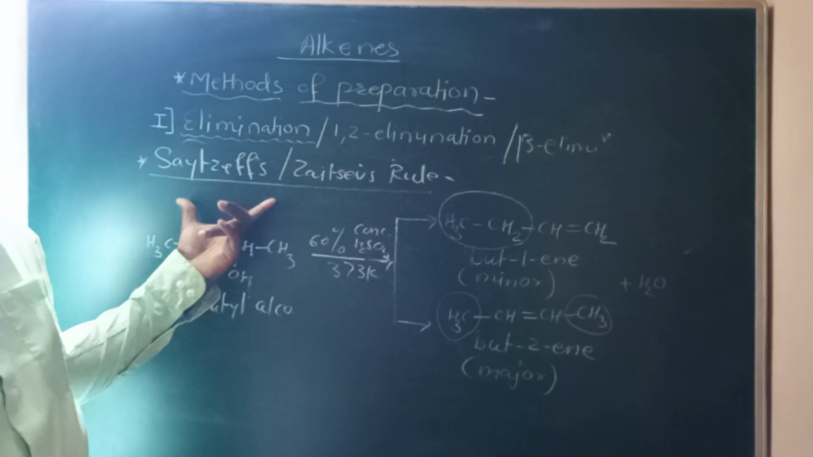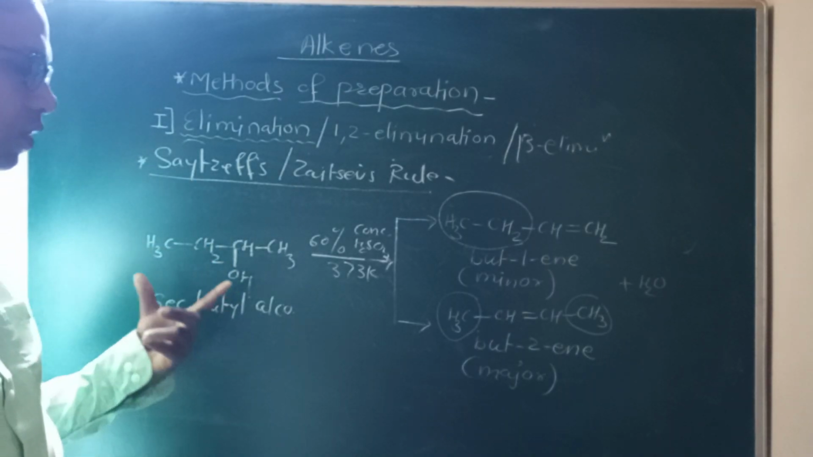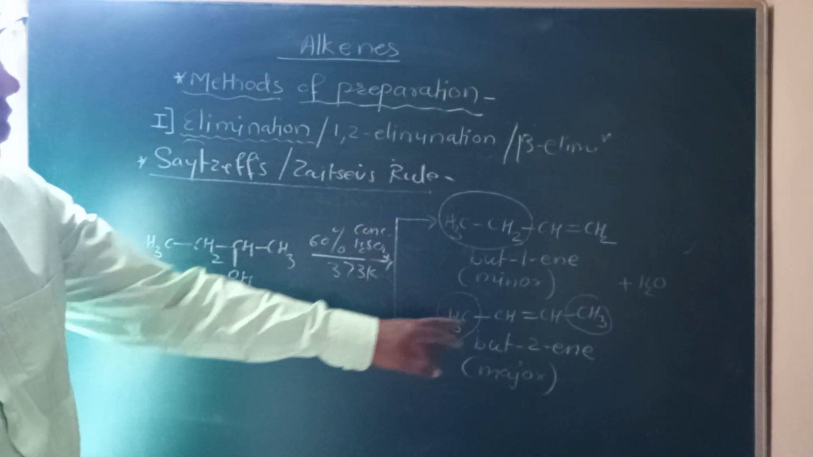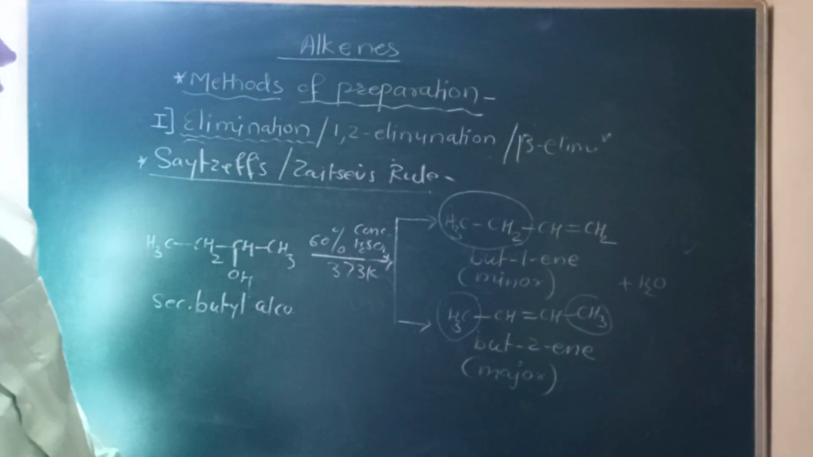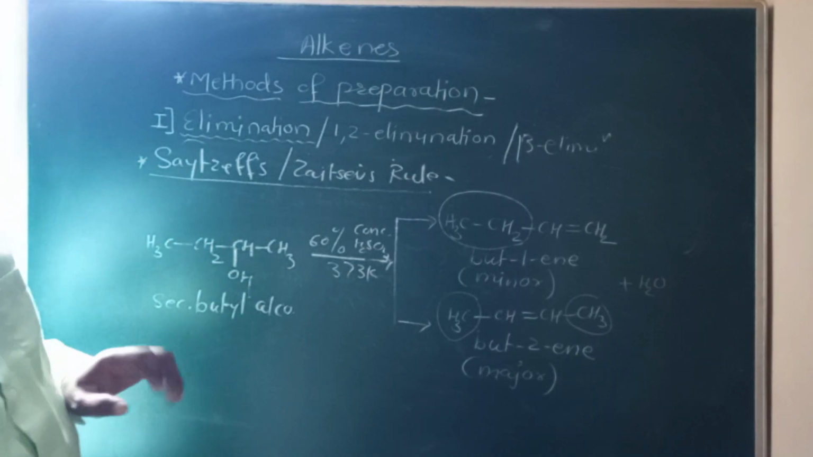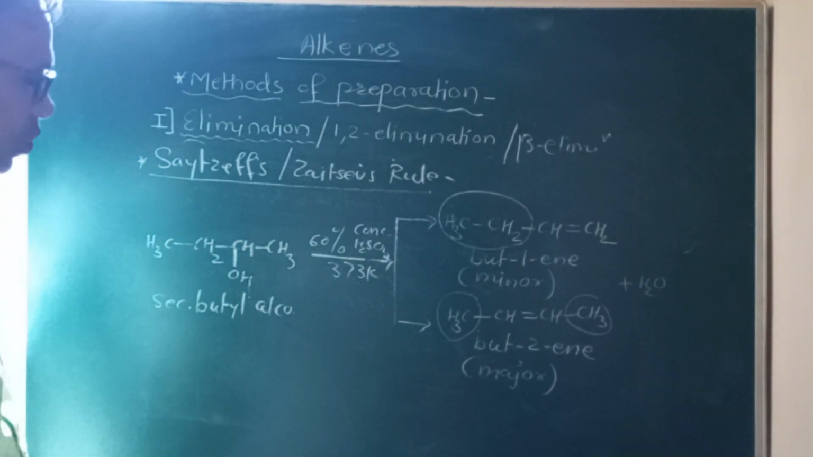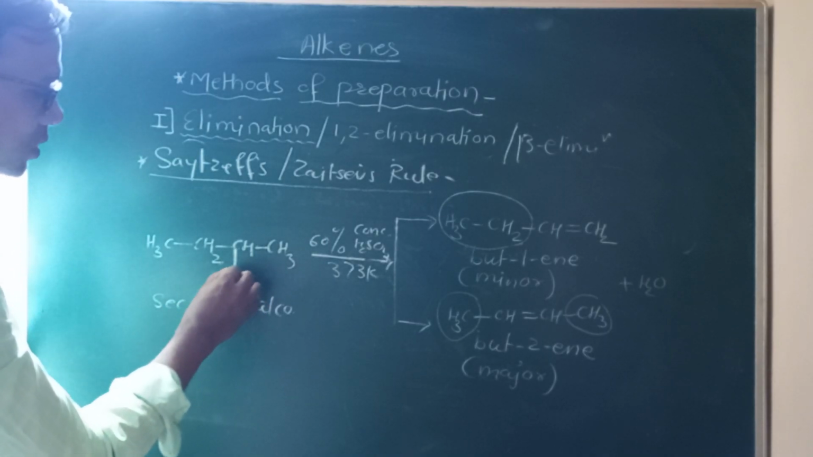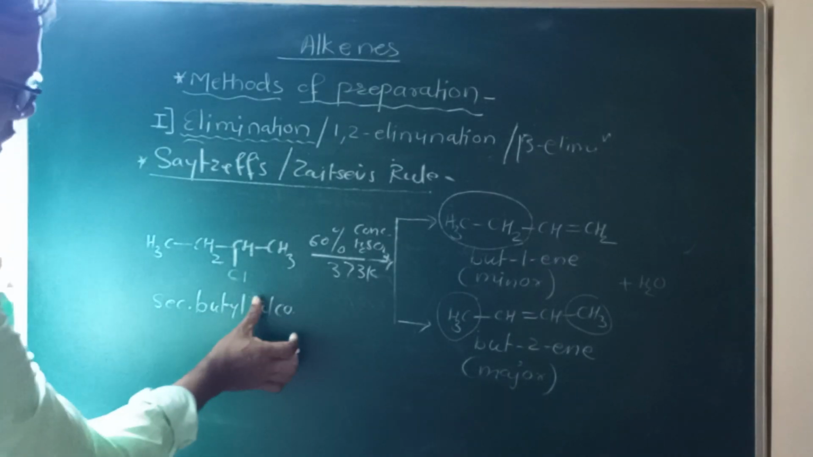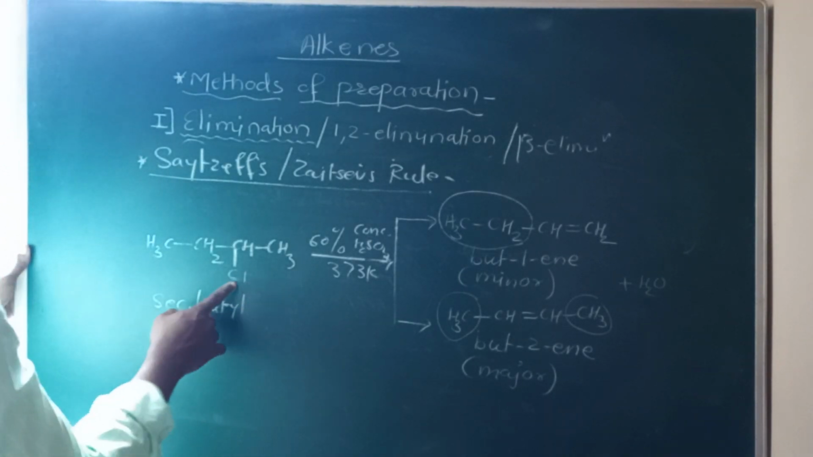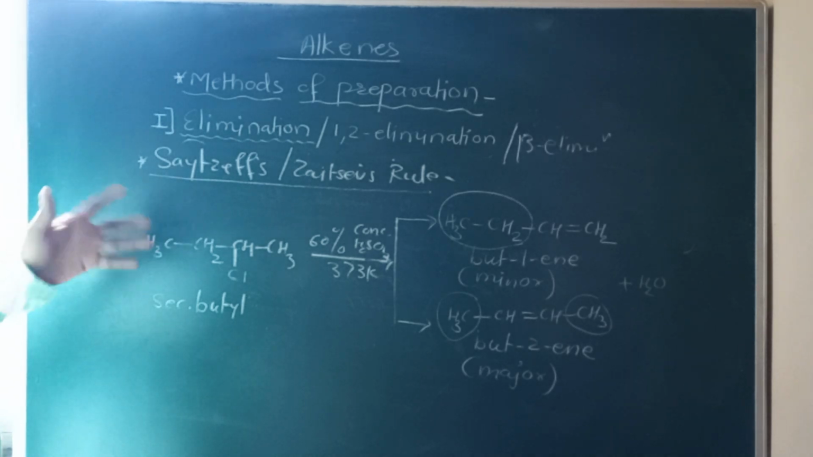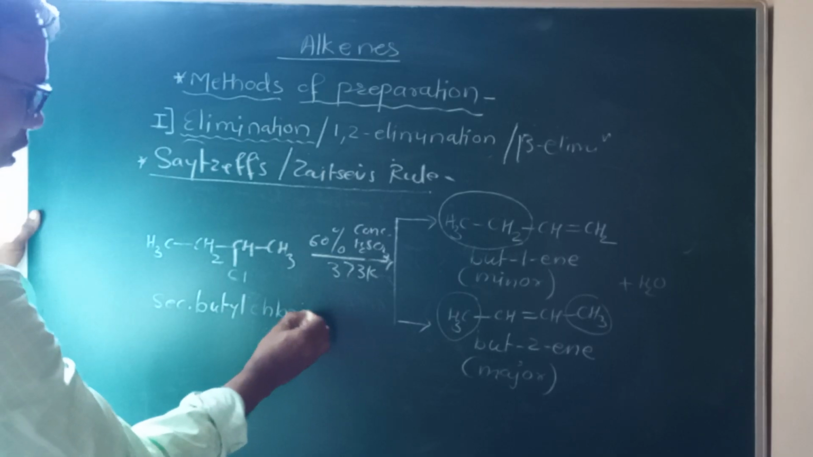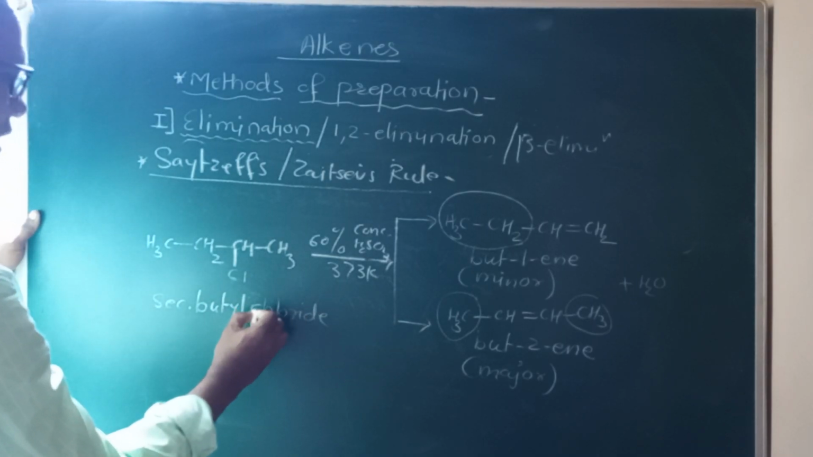That is Saytzeff's rule. Means during dehydration of alcohol, that alkene which is more alkylated is obtained as the major product. It is known as Saytzeff's rule. Okay, so you can apply the same rule in this case also. In this case, now what is this? Yes, now the class of compound changes to chloride. It's an alkyl halide. Previous one was alcohol. Now this becomes secondary butyl chloride. Secondary butyl what? Chloride. That is an alkyl halide.